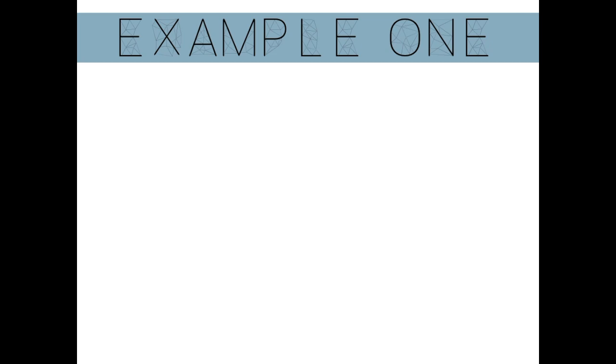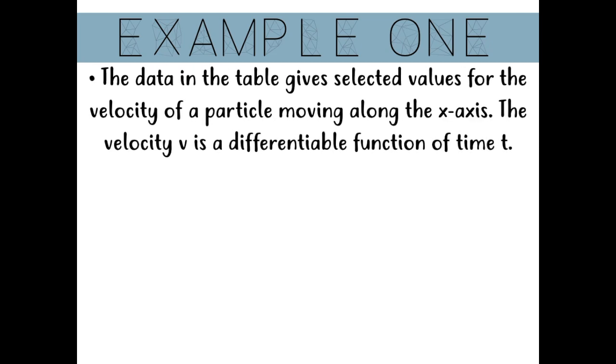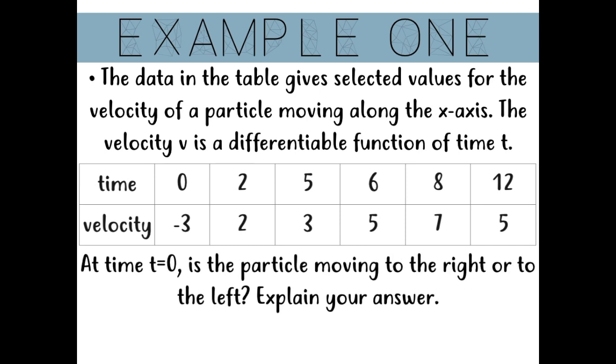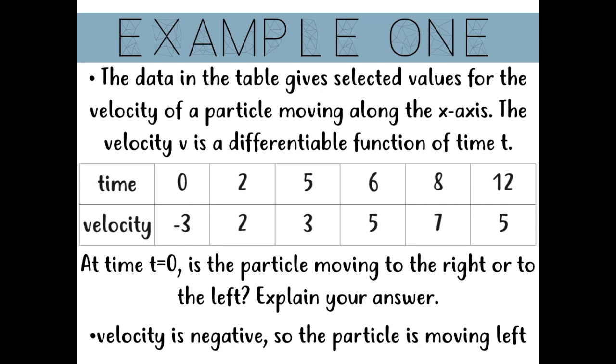The data in the table gives selected values for the velocity of a particle moving along the x-axis. The velocity is a differentiable function of time t. At time equals 0, is the particle moving to the right or to the left? Well, when we look at time equals 0, velocity is equal to -3. Since velocity is negative, the particle is moving left.